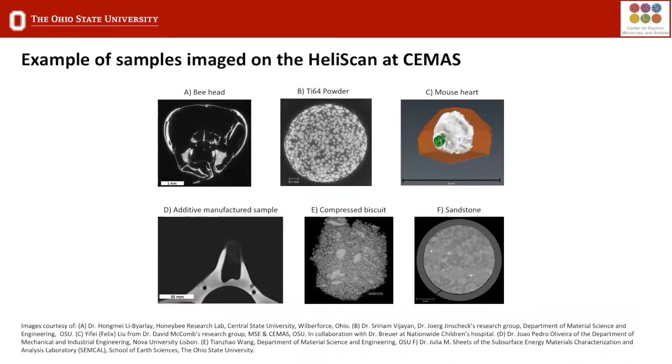The HeliScan at CMAS has been used to image a variety of different samples. On this slide, you can see a few, including a slice from a honeybee head and also a compressed biscuit. And in image C, you can see a 3D volume rendering of a tomogram of a mouse heart, where the 3 different parts, the mouse heart, the pulmonary valve, and the resin it's embedded in are shown in different colors.